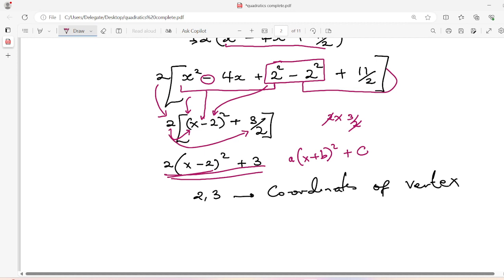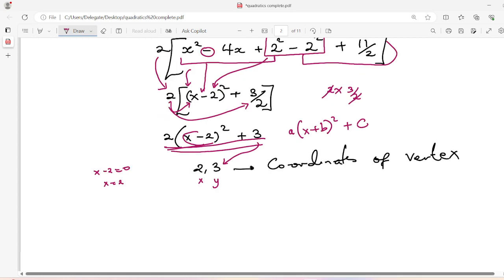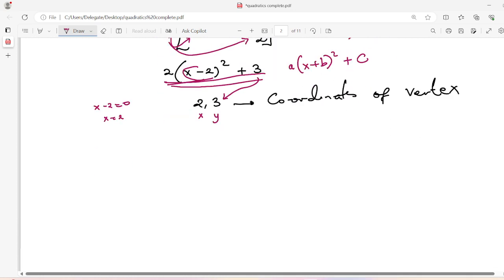So if you want to tell the coordinate of the vertex, you remember the coordinate is x, y. So to get the x coordinate, you equate what is inside the bracket to be 0. So if I have x minus 2 equaling to 0, I end up having the x as 2, and this other value, you take it to be the y, and your coordinate of the vertex is 2, 3. So that's how we complete the square.